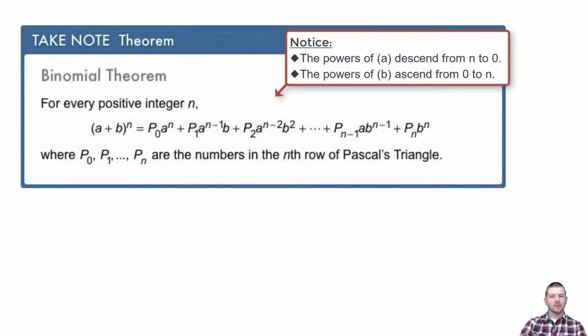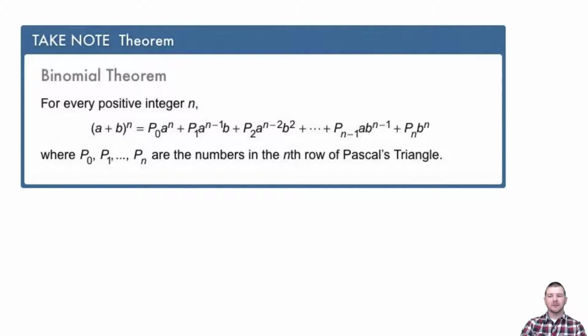nth power plus p sub 1 times a to the n minus 1 power times b plus p sub 2 times a to the n minus 2 power times b squared plus, and that pattern continues, plus p sub n minus 1 times a times b to the n minus 1 power plus p sub n b to the nth power, where p sub 0, p sub 1, and so on, all the way through p sub n, are the numbers of the nth row of Pascal's triangle.